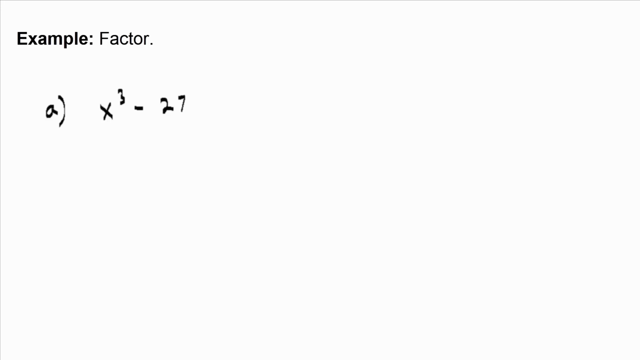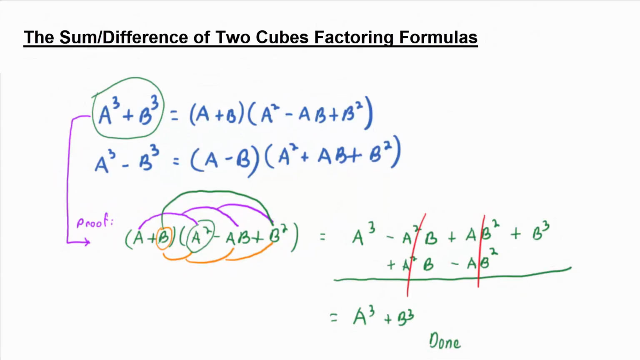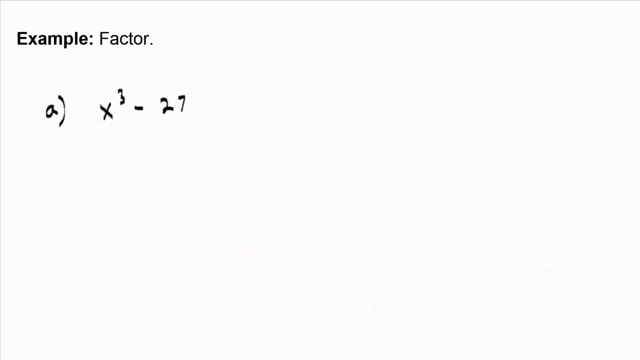First example, x cubed minus 27. It looks like the difference of two perfect cubes. So which of the two formulas are we going to use here? The first one or the second one? So hopefully it's clear. It's the difference of two perfect cubes in the first example.